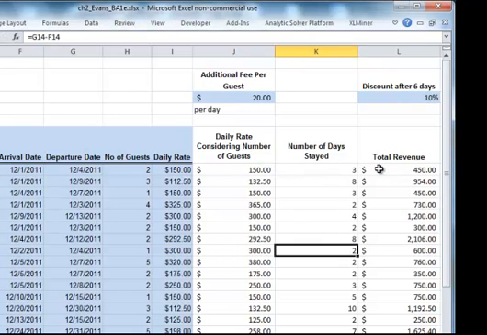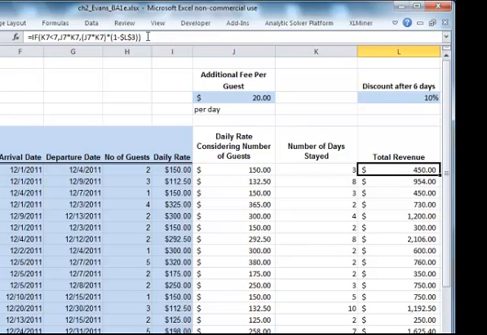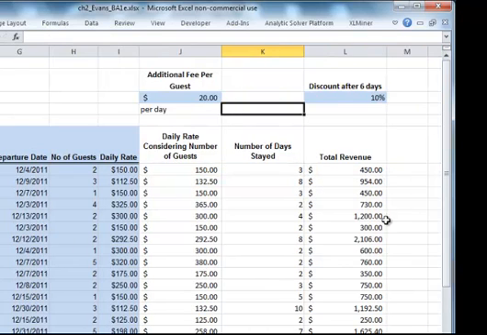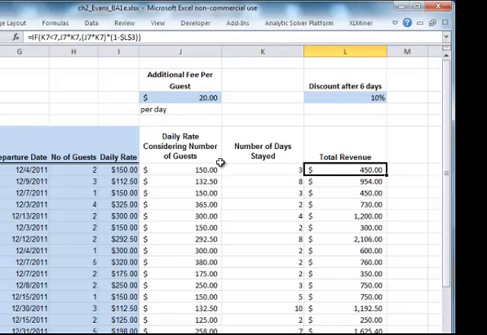Now, over here in the total revenue, we had another if statement. We said, all right, if the number of days they stay is less than 7, then we're just going to use this daily rate. However, if the number of days they stay is greater than or equal to 7 days, then we're going to apply the 10% discount. So that gave us the total revenue, and we just copied that down, and that was problem number 2.3.